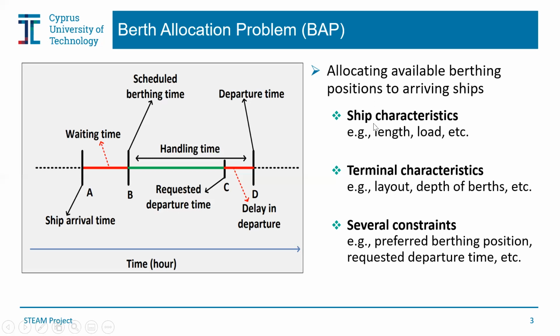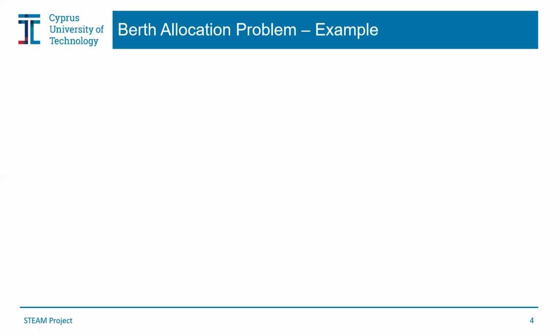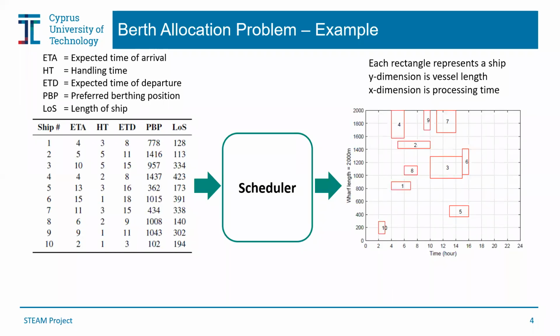So the berth allocation problem depends on several objects: ship characteristics, terminal characteristics, and several constraints. Ship characteristics include length of vessel, total load on the vessel, total containers on the vessel, etc. And terminal characteristics include berthing layout. It may be a discrete berthing layout or a continuous berthing layout, depth of berths, etc. And constraints include preferred berthing position, requested departure time, preferred berthing queue, etc.